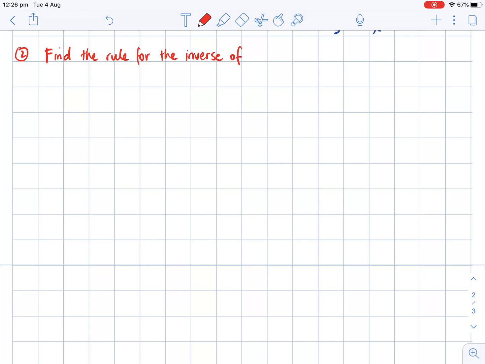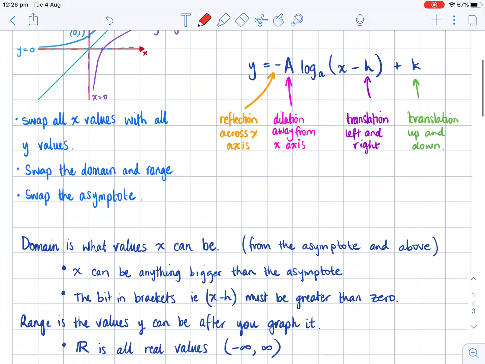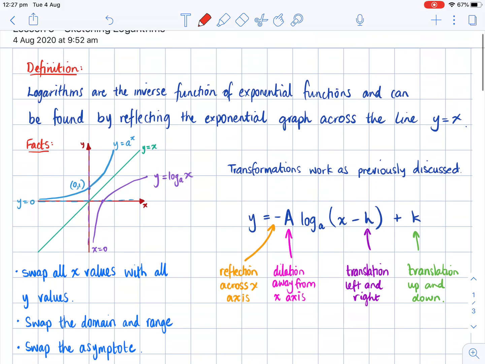And we're going to find the rule for the inverse of 4 times 3 to the power of x plus 2. Okay, so right up at the beginning of the notes for this lesson, we discussed in class that logarithms and exponents are inverse functions.